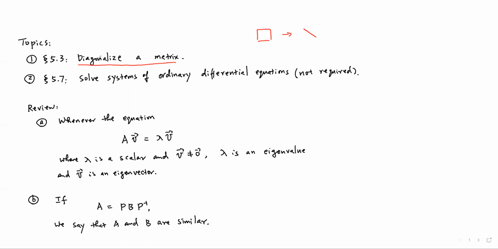The second topic, diagonalizing a matrix can be used to solve systems of ordinary differential equations. The second topic is not required. You just listen to my presentation, not required. No homework about this topic, and also the exam is not about this topic.